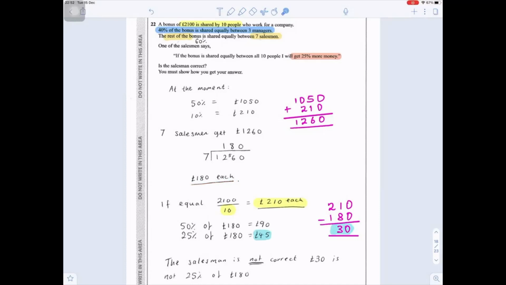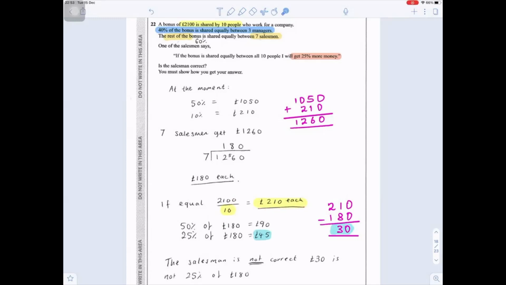Now let's see if they were to share it equally amongst all the 10 people. So the total bonus is 2,100 divided by the total number of people, 10. Cross out one of the zeros, it becomes 210 pounds each.